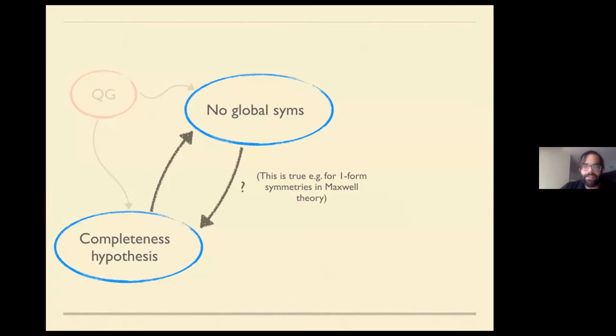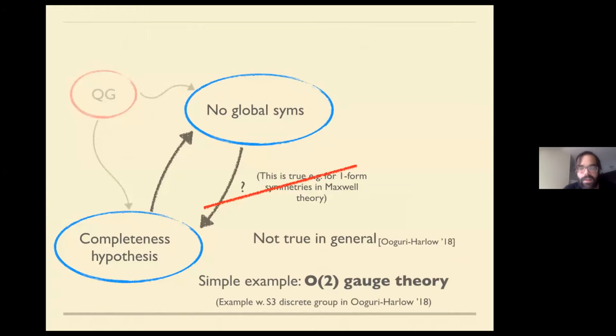So of course, the reason we were able to write a whole paper about this is that it is non-trivial to show, and in fact, without some qualifications, this statement is not true in general. So now I'm going to show you an example which shows that this is not true. The first time this was discussed, that I'm familiar with in the literature, was this Harlow paper, where they discuss an example with a discrete non-abelian group. I'm going to discuss a simpler, different example, which is more related to the Maxwell theory that we're talking about, and that's the O(2) gauge theory.